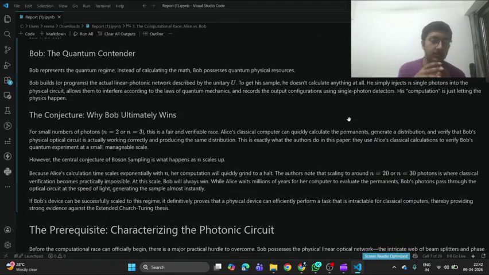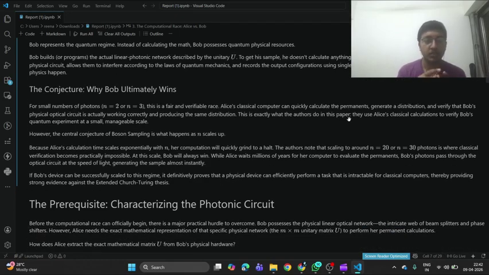Now, the particular situation discussed in the paper are the cases where the number of input photons are small, particularly n equals 2 or 3. In this region, both Alice and Bob will be able to efficiently calculate the resulting probability distributions, and they can thus compare their results to verify that the optical setup of Bob is working correctly and is indeed intrinsically calculating permanents to give him the actual correct probability of various scattering events.